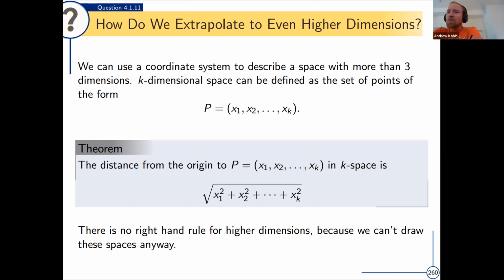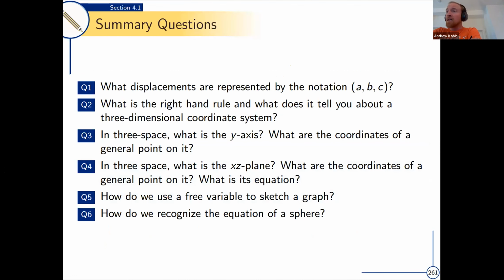There's really no right-hand rule for higher dimensions, but we don't care so much because we can't draw inside of those spaces. But you can imagine sticking down your x, y, z axes, and then if you had room for a 4th perpendicular direction, you could fit in the 4th axis, the x_4 axis in that case. So that's all I want to talk about today.